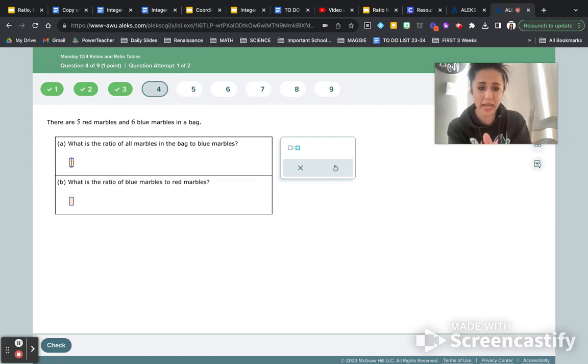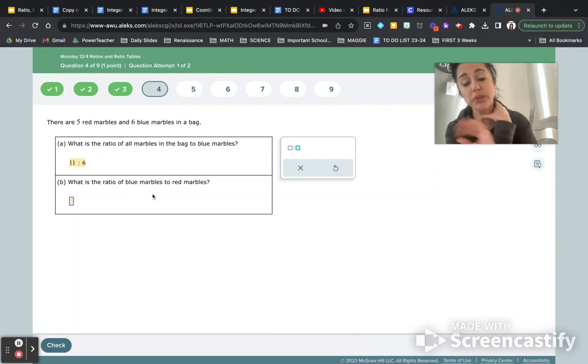I don't even know if they're going to ask me anything about that yet, but my brain is also being trained to recognize that there's a total. Every time I compare parts, it also is going to equal a total. Okay, so what's the ratio of all marbles in the bag to blue marbles? Well, like I said, all marbles is going to be, I'm going to click on this so it gives me my format. All marbles, there's a total of 11. And then blue marbles is 6. So my ratio would be 11 to 6.